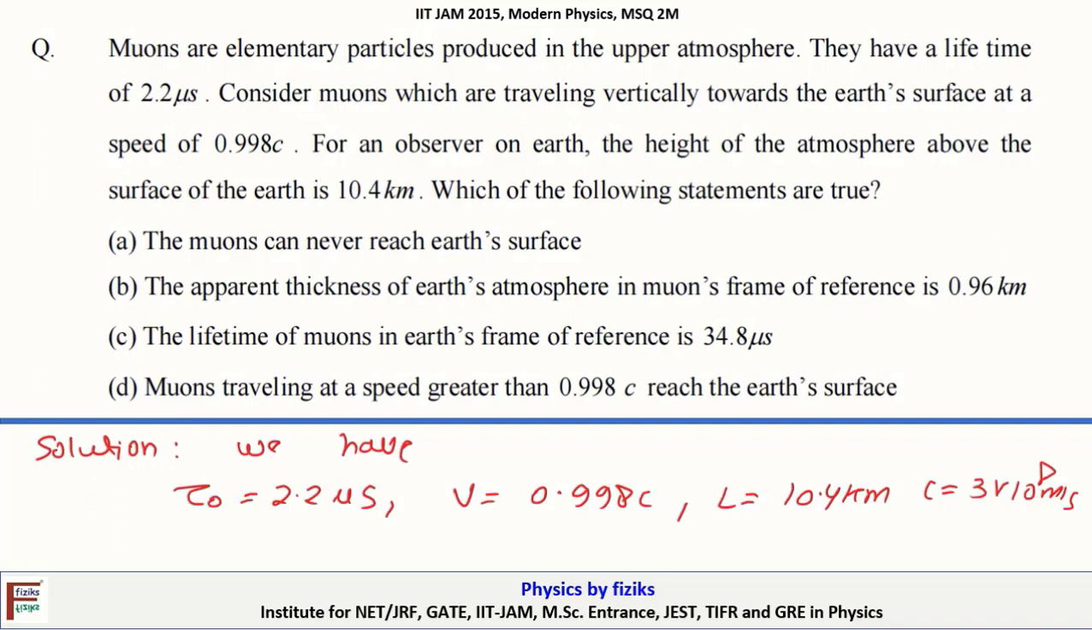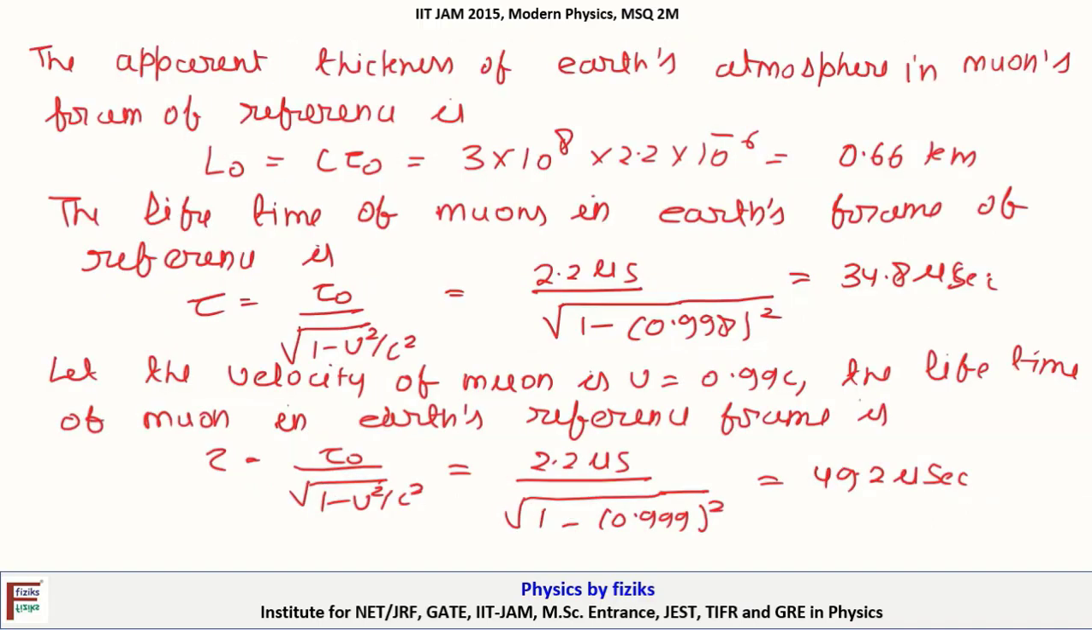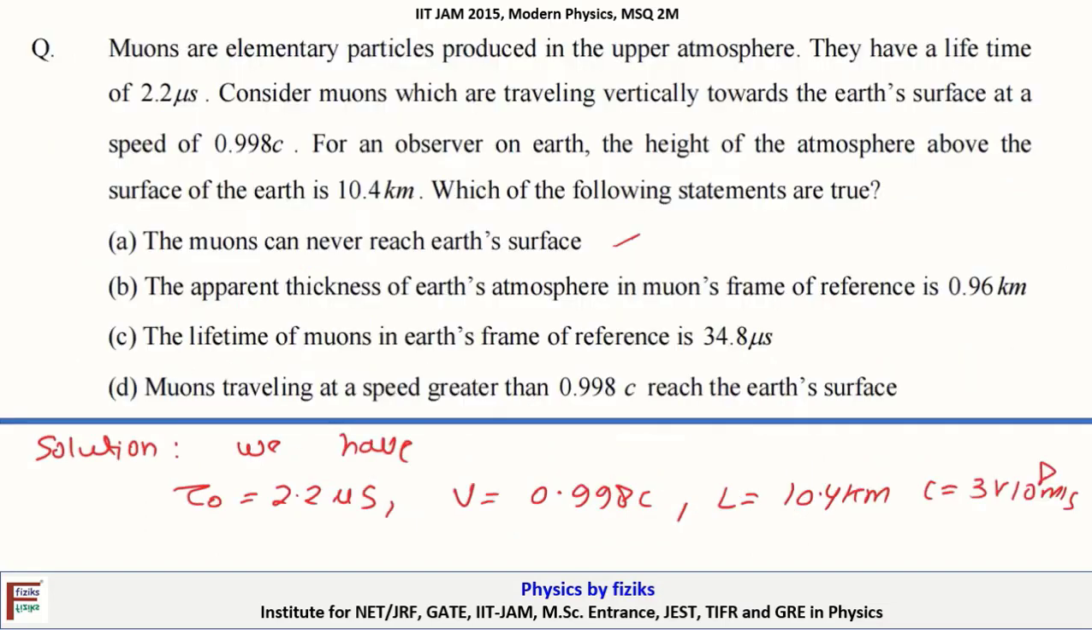First, the statement that the muon can never reach the Earth, we cannot say it. Second, the apparent thickness of Earth's atmosphere in the muon's frame of reference is, according to us, 0.66 kilometer. Third, the lifetime of the muon in Earth's frame of reference is 34.8 microseconds. Okay, option C is correct.